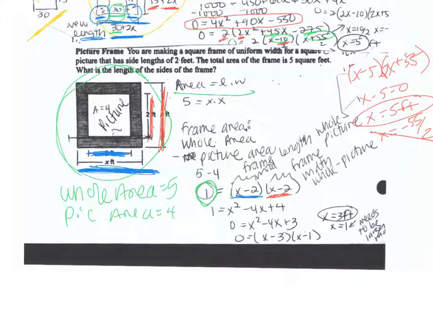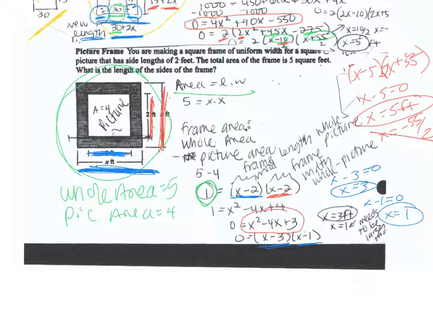Then from there, that's the hardest part. You FOIL, you get all terms on one side. Then when we factor, we get x minus 3, x minus 1. Set those to 0. So we set each of those to 0. And we get 3. And we get 1.